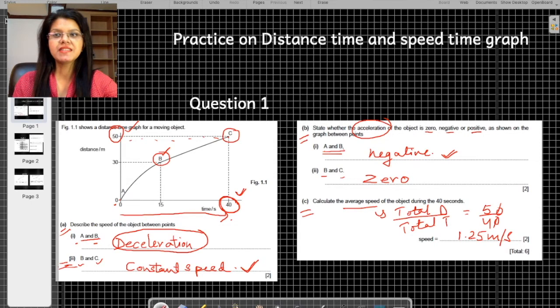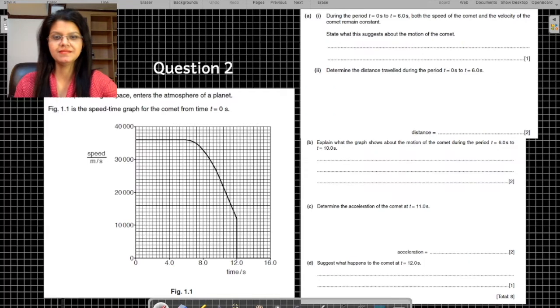So if this question is well understood, let us move on to the next question. Okay, interesting question on a comet. A comet is traveling in space. It enters the atmosphere of a planet. Its speed time graph is shown in the figure. This is the speed diagram of the comet from the time 0, right? From time 0 onwards, you are given the speed time graph.